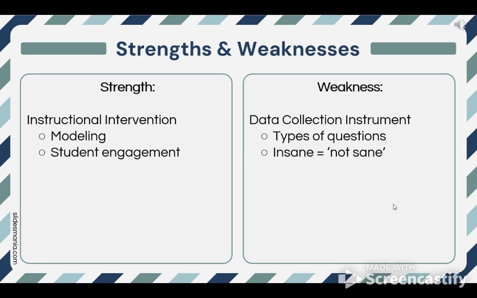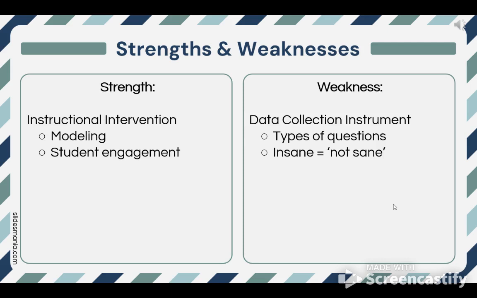And then for the weakness, I believe the data collection instrument could use some improvements. The type of questions at the beginning with the matching, I thought it was helpful because I was able to see if students understood the definition of the prefixes that we were focusing on, as well as the suffixes. The only area that I think could use some improvement were the short answer questions where students had to write the definition. One example would be, I was noticing when students wrote insane, some of the definitions they would put were just not sane. And I want to follow up with my students to see if they know what not sane means.